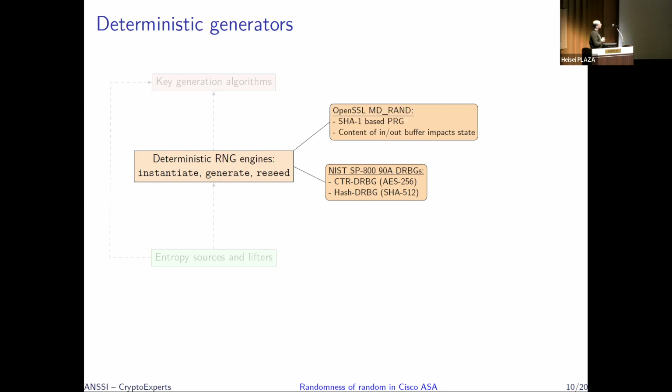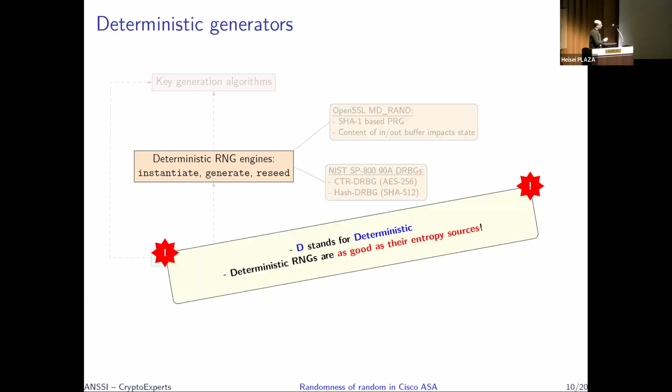We also have the ancestor of these deterministic generators, the MD_RAND OpenSSL function that is based on the old SHA-1 PRG. But the key point here to keep in mind is that D stands for deterministic. These engines do not make miracles. They can't invent, they can't come up with new entropy. They are only as good as the entropy sources feeding them.